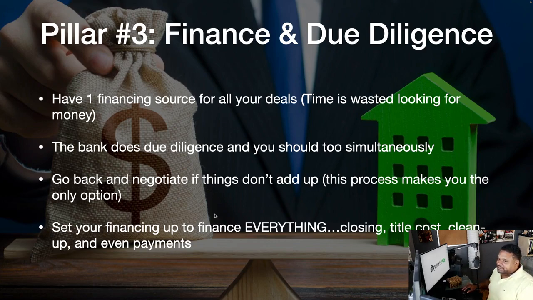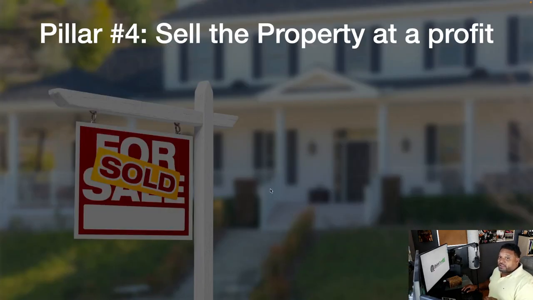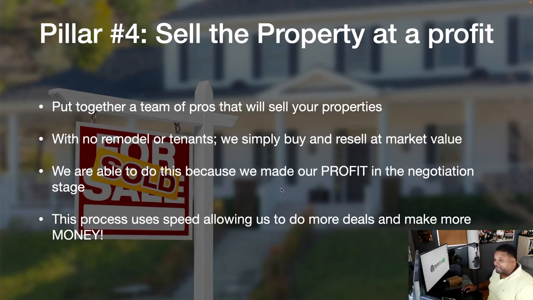So I hope that makes sense. So finance and due diligence run hand in hand, and they work together. They actually benefit you to go through one lender and get everything done through one lender. So the 4th pillar is selling the property at a profit. This is one of my favorite parts. It's the second most important part to me.